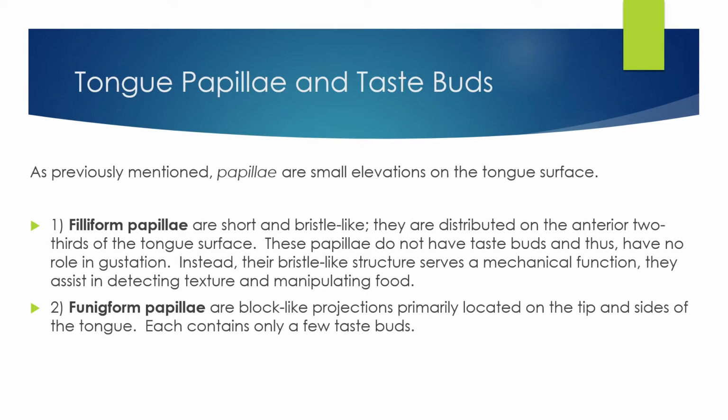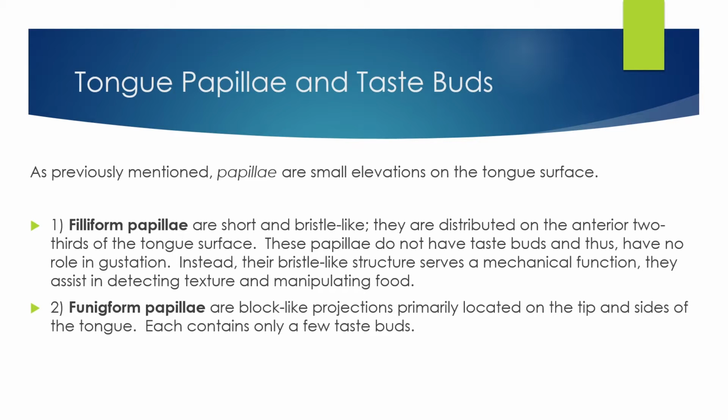Filiform papillae are short and bristle-like. They are distributed on the anterior 2/3 of the tongue surface. These papillae do not have taste buds and thus have no role in gustation. Instead, their bristle-like structures serve a mechanical function. They assist in detecting texture and manipulating food.